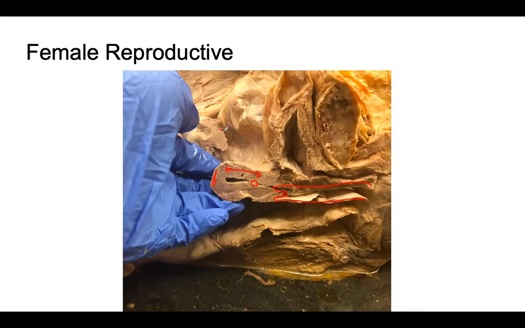We can also appreciate the fimbriae here to some extent, which are the endings of the fallopian tubes. This is what kind of sweeps the ovum into the fallopian tubes and sends it towards the uterine cavity.